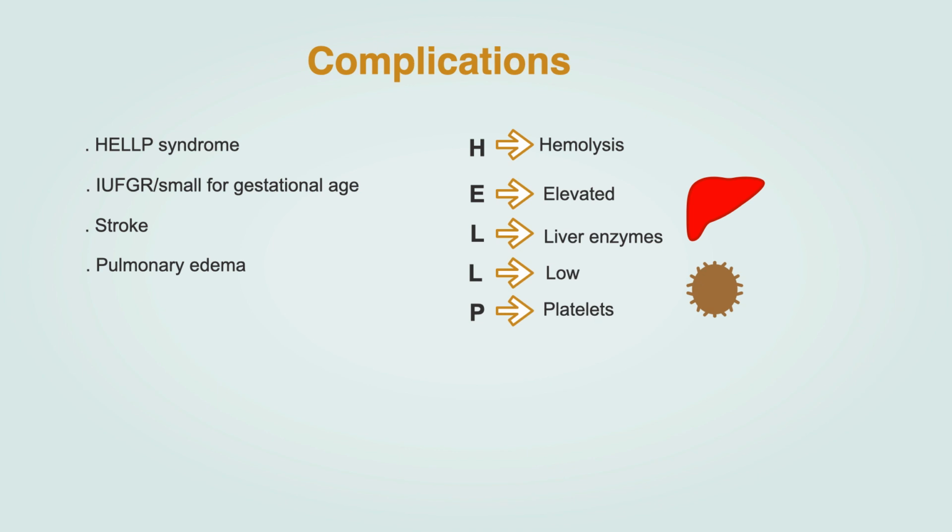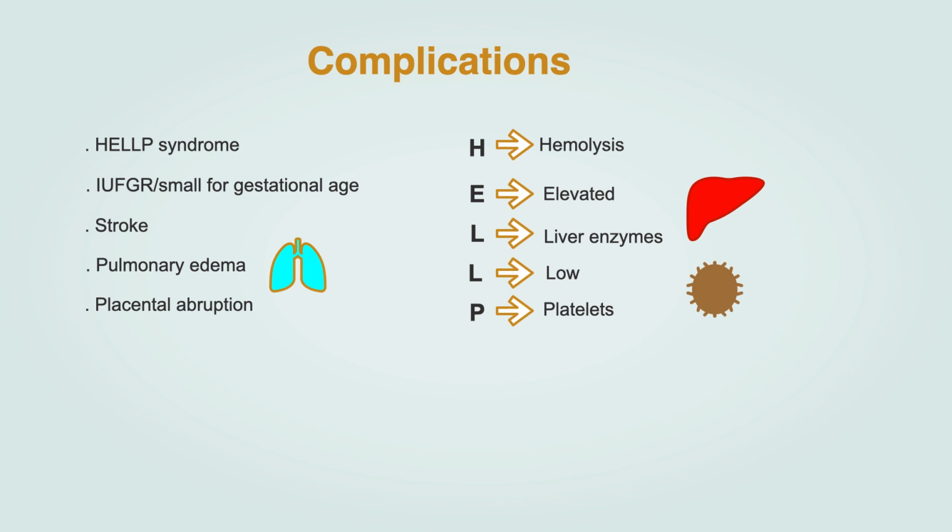It can cause pulmonary edema, and the reason for this pulmonary edema is because there is vasospasm. When there is vasospasm and microthrombi formation, that can result in increased hydrostatic pressure, and that increased hydrostatic pressure will push the fluid out into the alveoli. That results in pulmonary edema, and placental abruption can also occur.